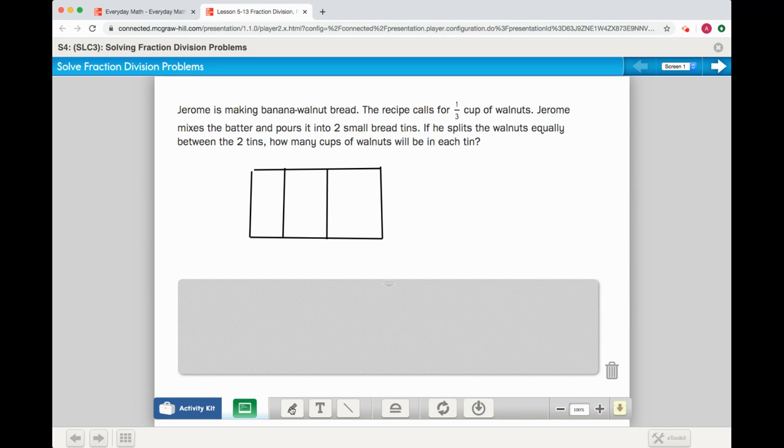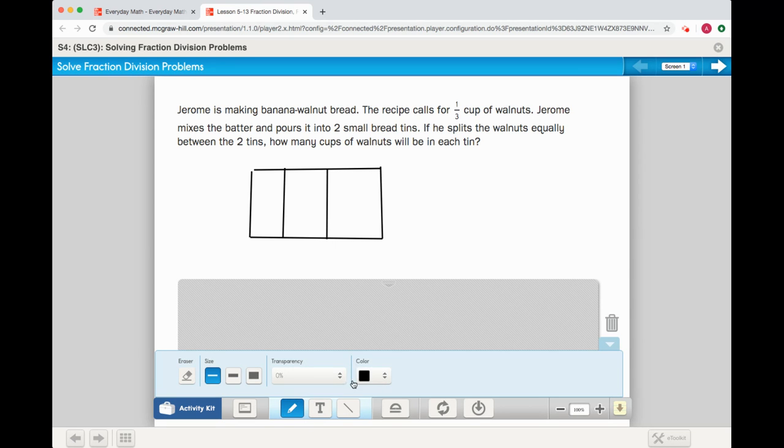Okay, so you have to ask yourself, what is he splitting up? He's splitting up the walnuts. He has 1/3 of walnuts, so that's going to be our picture. I'm going to shade in 1/3. Okay, that's representing our walnuts.